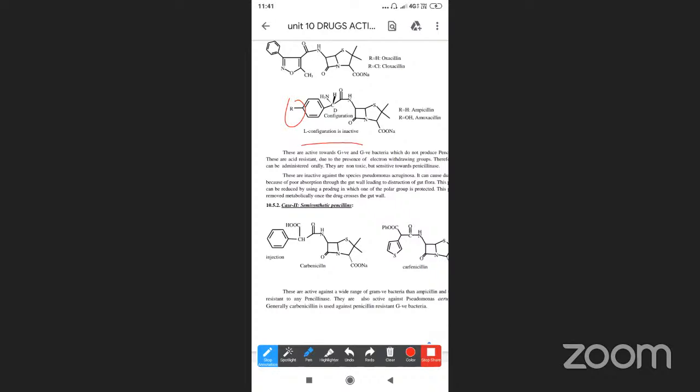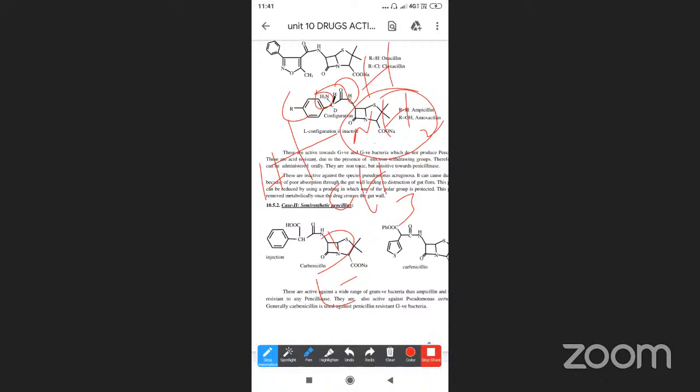So what is L and D? These are the relative configurations. In the DL configuration versus the RS configuration, this is the nomenclature. For example, in the amino acids, here NH2 and hydrogen, or like here methyl is there. Then you can give the nomenclature, RS configuration or DL configuration. Here if the amino group is on the right side, then it is D. If the amino group is on the left side, it is L. So in the amino acids we use the DL nomenclature.